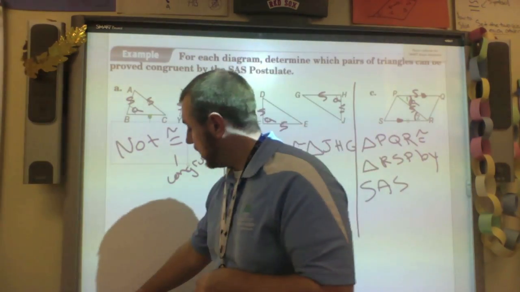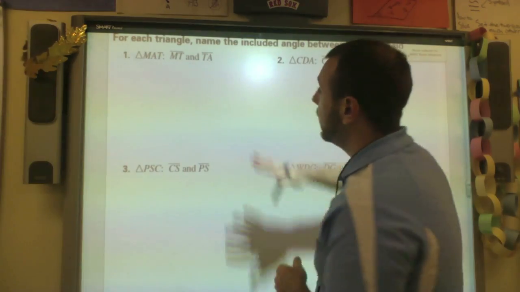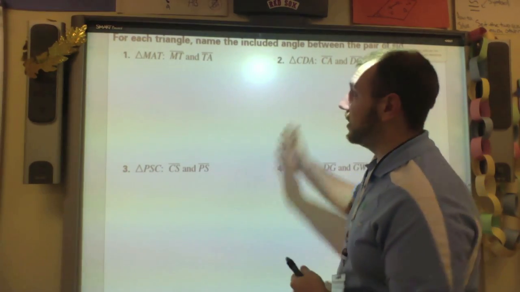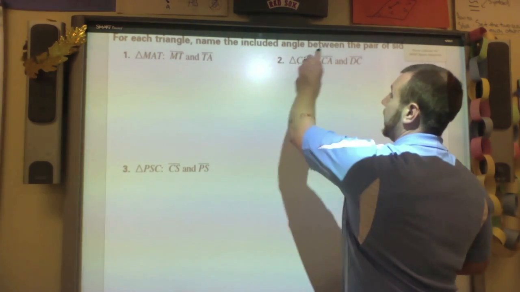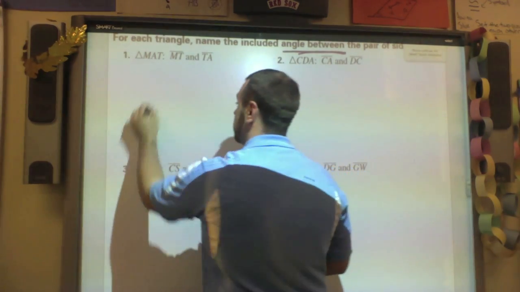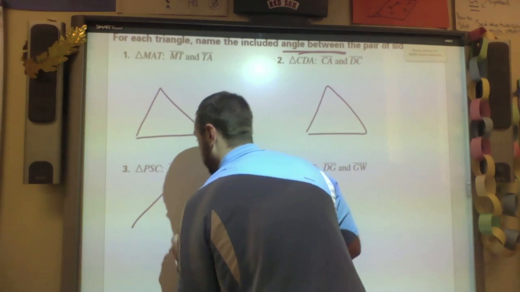So, to get a little bit more practice on the included angle, all you're doing is naming the included angle, or the angle between. Okay, so the first thing I want you guys to do is draw triangles. That's the easiest way.